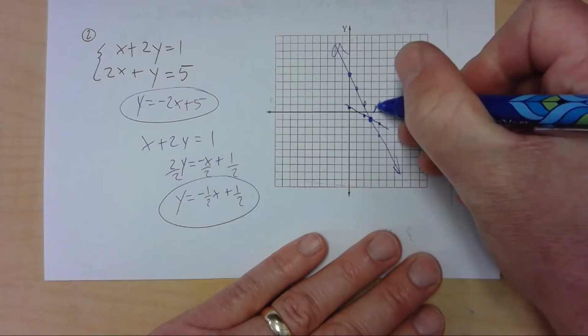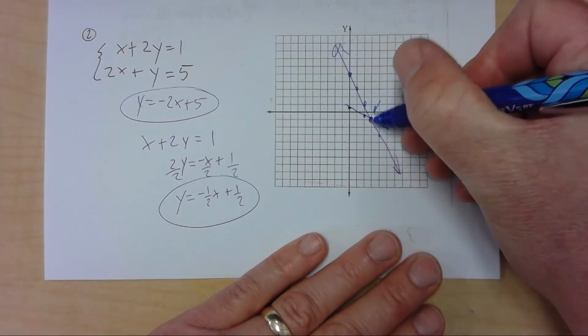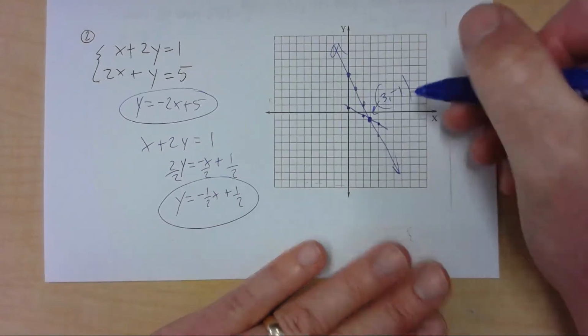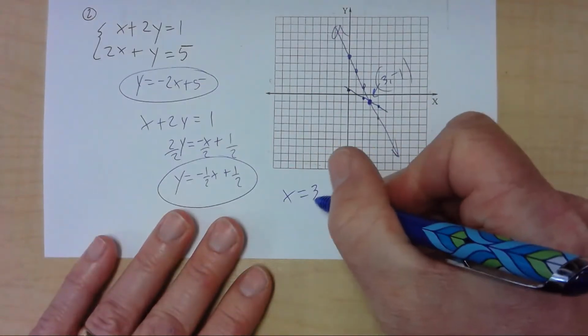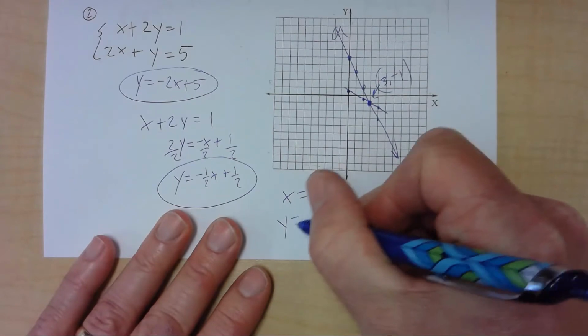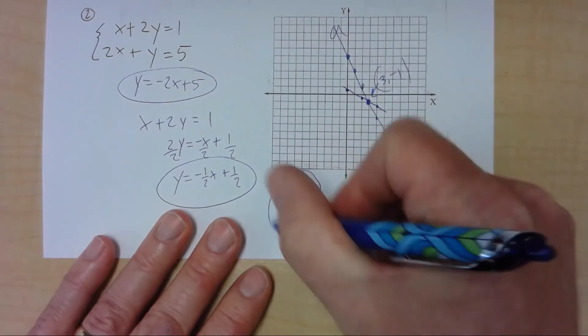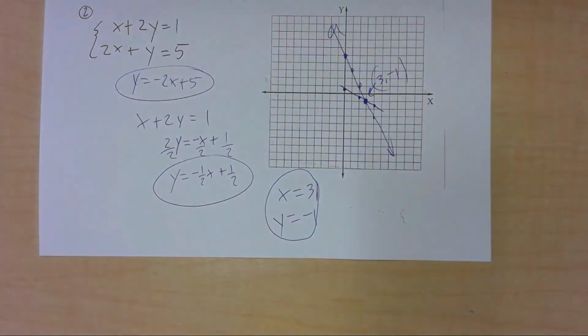So that point is over 1, 2, 3, down 1. So it's 3, negative 1. So x is equal to 3, and y is equal to negative 1. All right, that's the solution for this one.